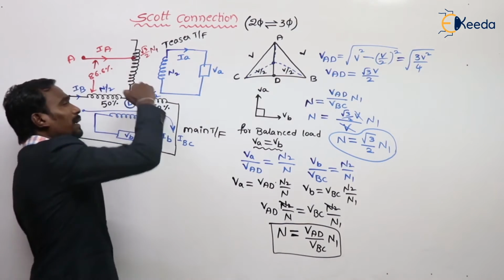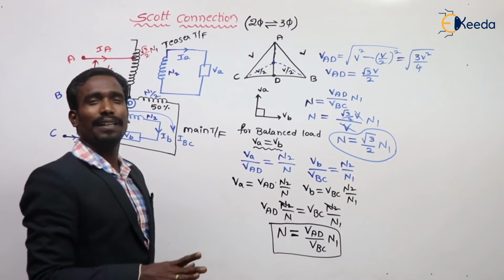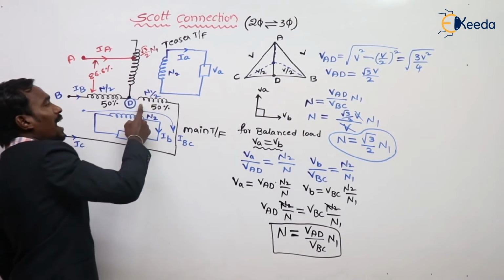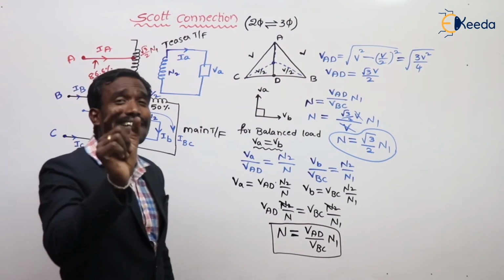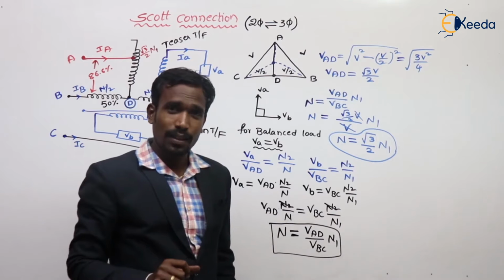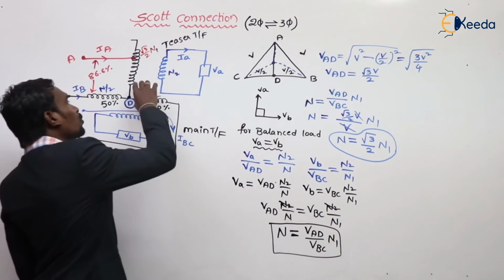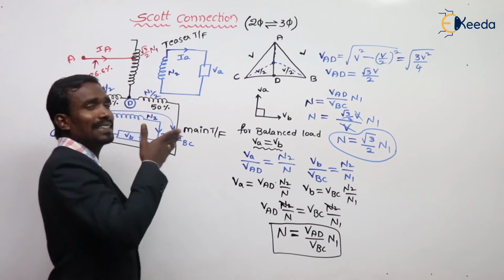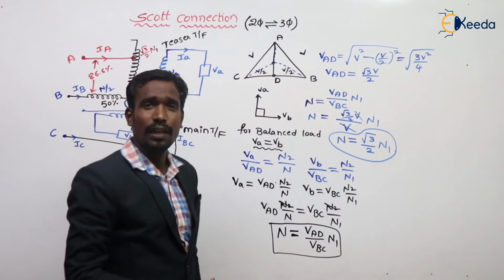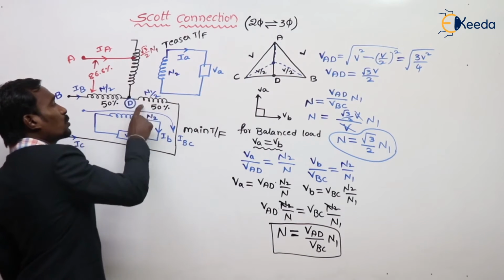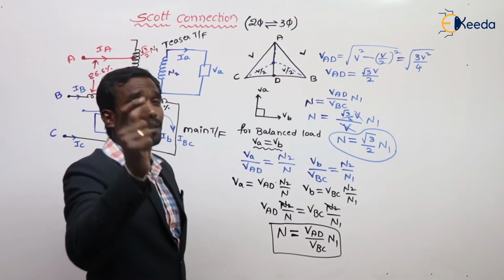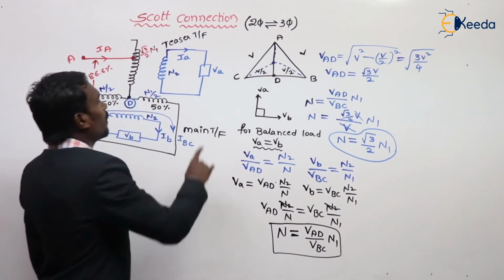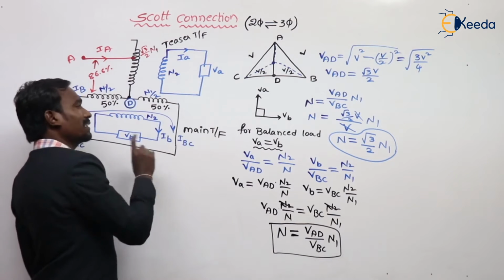Nothing but exactly perpendicular. So the angle between primary of the teaser and main primary is 90 degrees. Remember this. The phase shift between these two primaries is 90 degrees because it cuts the main transformer exactly 50-50. That's why the phase shift between these two is exactly 90 degrees. Remember this.